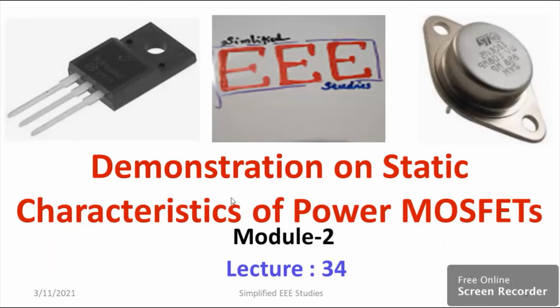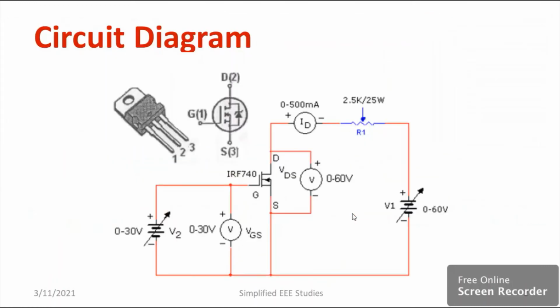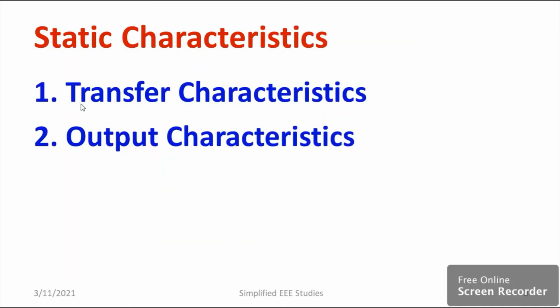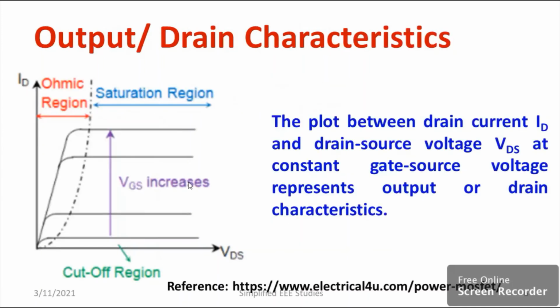Let's conclude the session. In this video, I have discussed how to obtain the static characteristics of power MOSFET, and how to do the practical demonstration. There are two types of characteristics, and the circuit diagram I already explained. Based on that, I need to plot transfer characteristics as well as output characteristics. And this is the transfer characteristics table. You have to mention all the values. VDS will be kept constant, varying VGS and measuring ID. Thereafter the graph will be plotted.